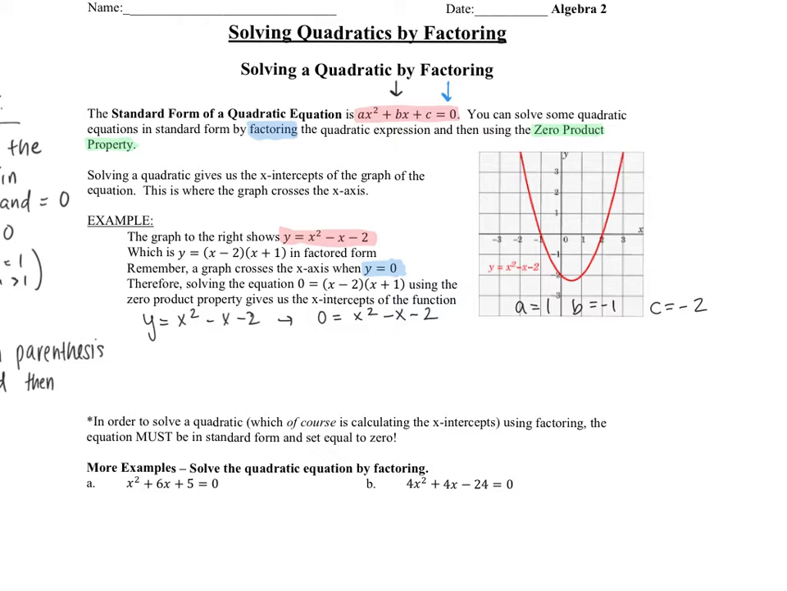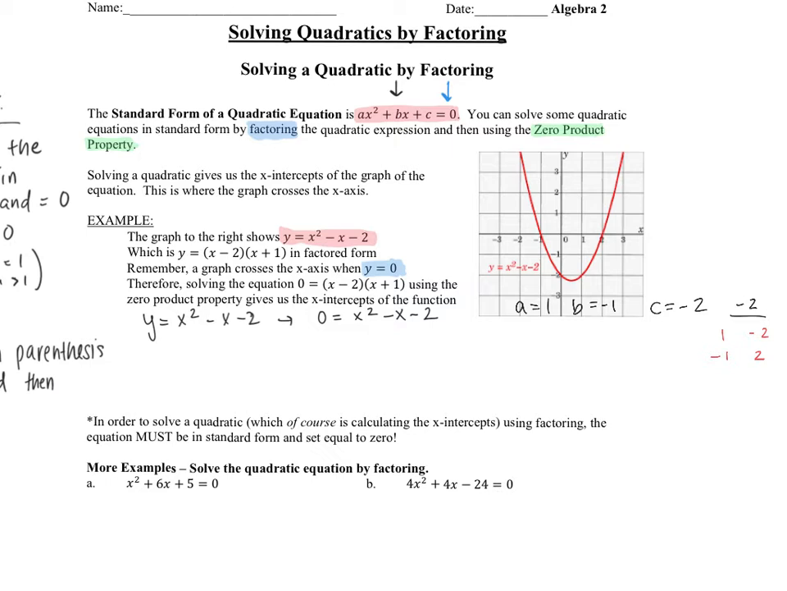Now that I have my a, b, and c labeled, what I need to do in order to factor is multiply a times c. In this case, a times c is -2. So remember, when I have a negative a times c, I have to list both sets of factors. By both sets of factors, I mean 1 and -2, and -1 and +2.